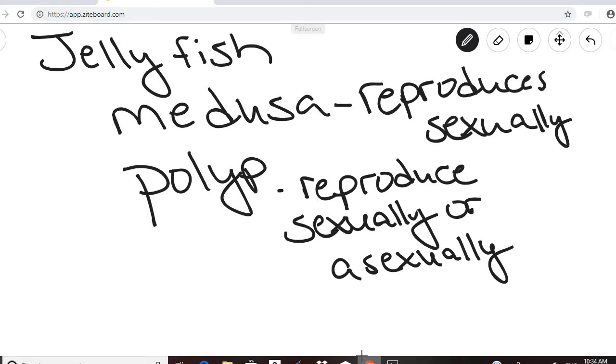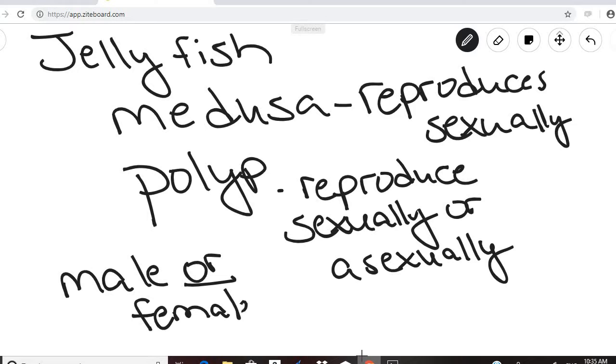We're going to see in a little bit that there are some organisms that contain both male and female parts. Jellyfish are not like that. Jellyfish are either male or female, but not both. We saw when we dissected the earthworm that earthworms contain both male and female parts. That's not true of the jellyfish. They are either male or female.